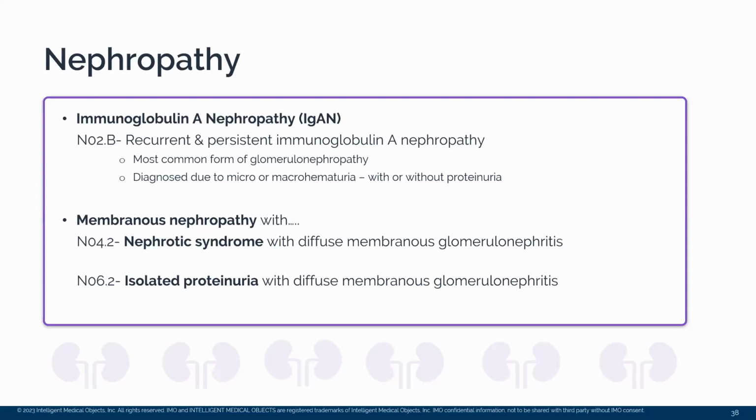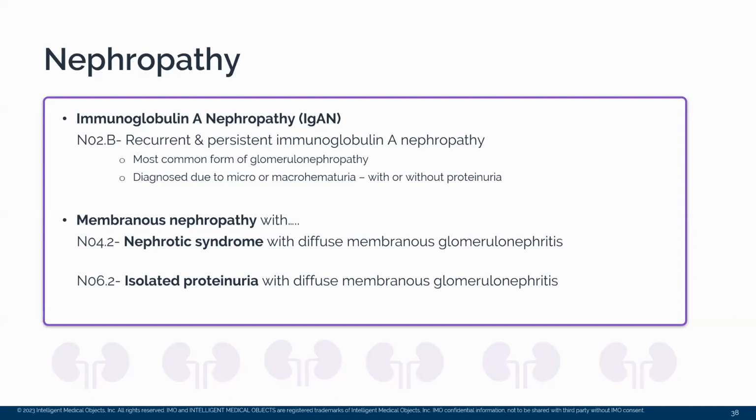Since the condition is commonly diagnosed in patients between the ages of 16 and 25, patients are relatively young if they develop ESRD. There are now 7 new codes in the subcategory of N02.B, which describe the specific types of this glomerulonephritis.